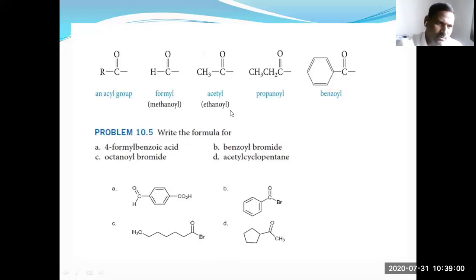So see here, some groups are there. This is the acyl group. This is the formyl group. HC double bond O group is formyl, methanoyl. This is the acetyl, ethanoyl. This is the propanoyl. This is the benzoyl. Benzoyl, propanoyl, acetyl, formyl, acyl group.